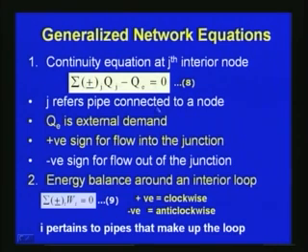As we discussed in the last lecture, the energy balance around an interior loop can be written as sigma plus or minus Wi is equal to 0. Positive is used for clockwise and negative for anti-clockwise, where i pertains to the pipes that make the loop. So, these are the two general forms of the equations: one is the continuity equation and the other is the energy balance equation.